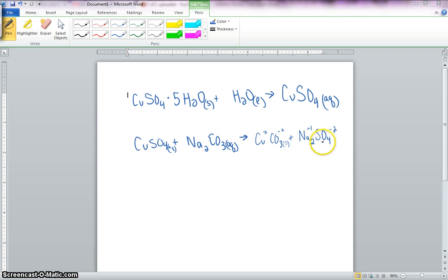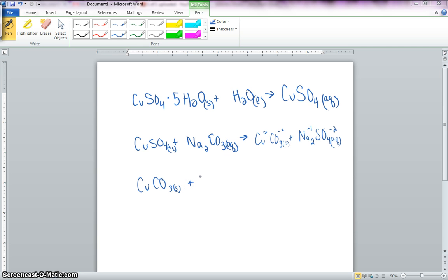And then we have sodium sulfate. And sulfates are number 5, and it says most sulfate salts are soluble. So this is going to be aqueous. So since this is still in solution, is it going to react with it? No. So this is our next reactant, which is going to be CuCO3, and that's a solid.